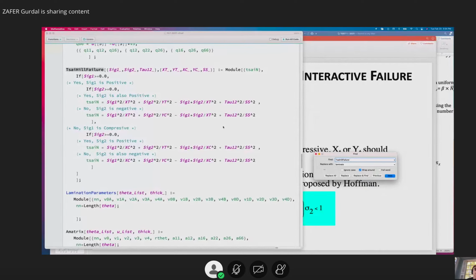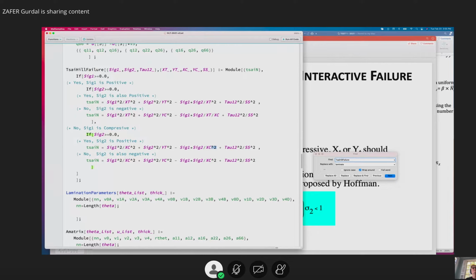Some people do, some people don't, but I think it is better that if sigma 1 and sigma 2 are two different values, sigma 1 positive, sigma 2 negative, then you should do this, xt and xc. So sigma 1 positive, sigma 2 positive; sigma 1 positive, sigma 2 negative; and then sigma 1 negative, sigma 2 positive.